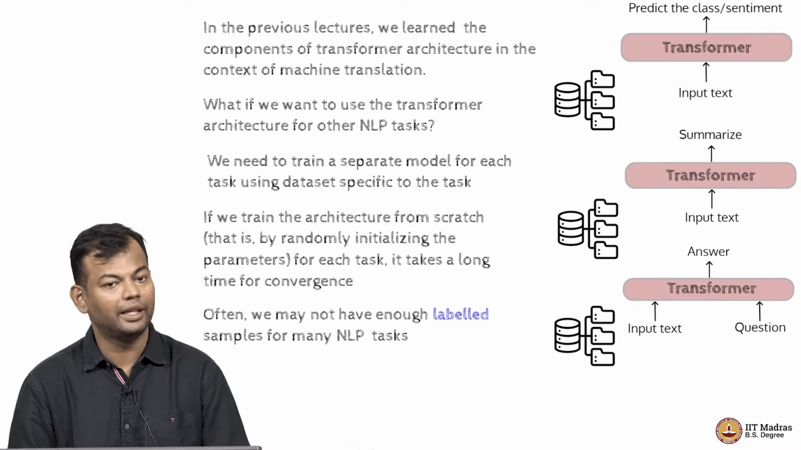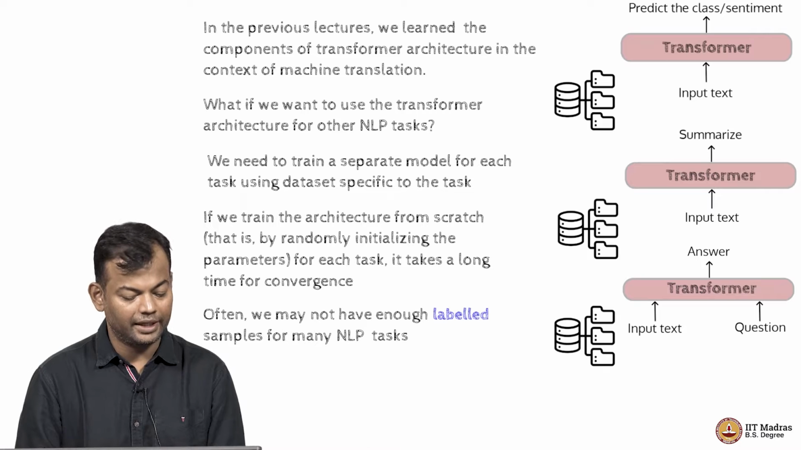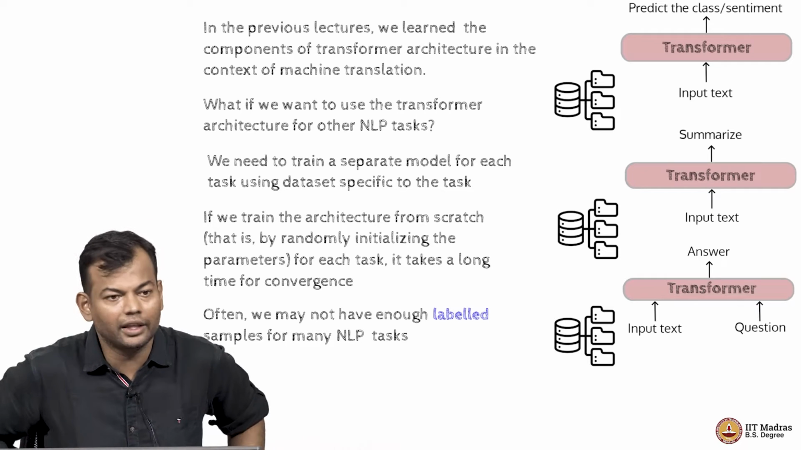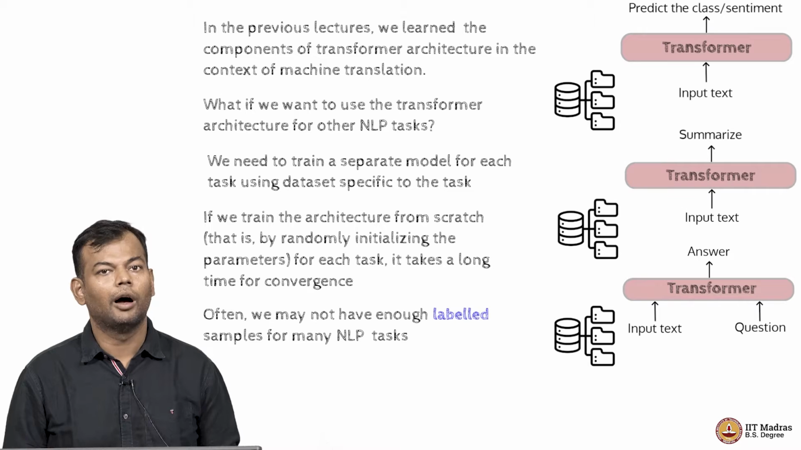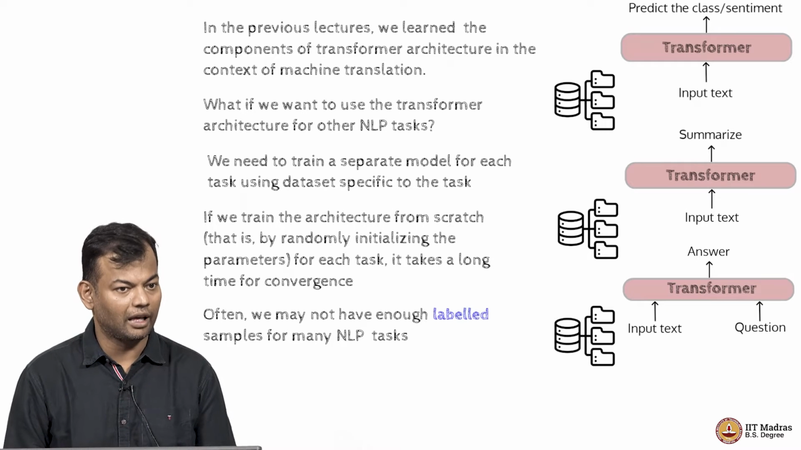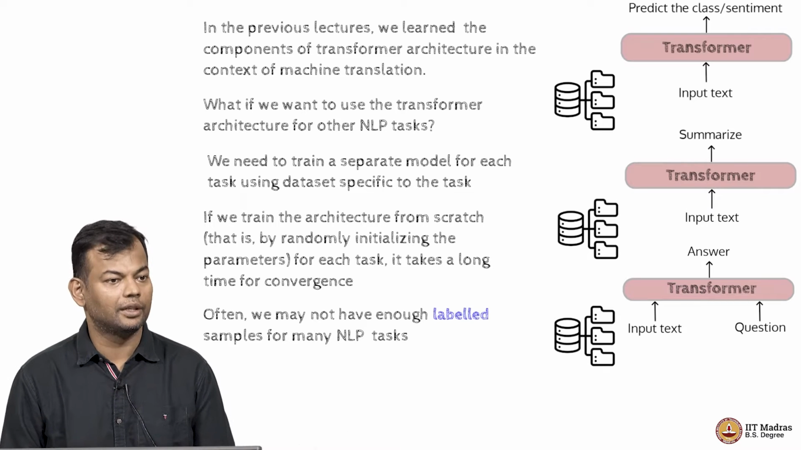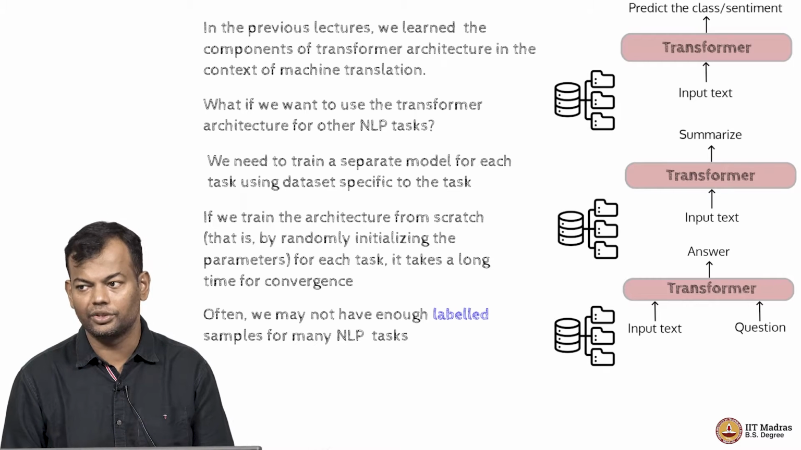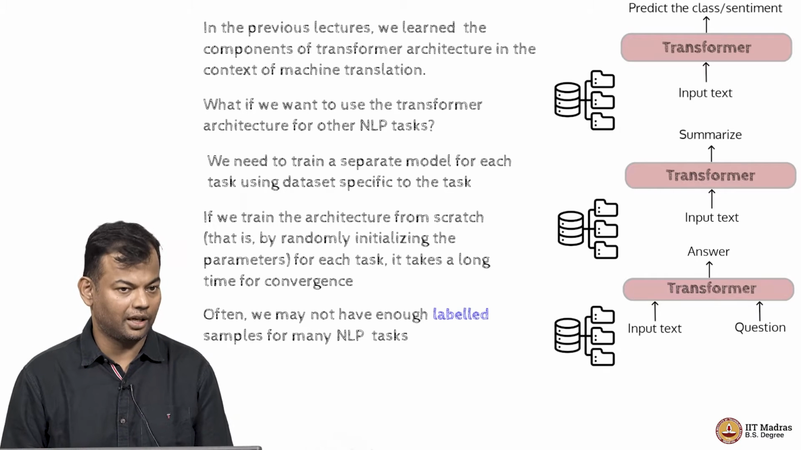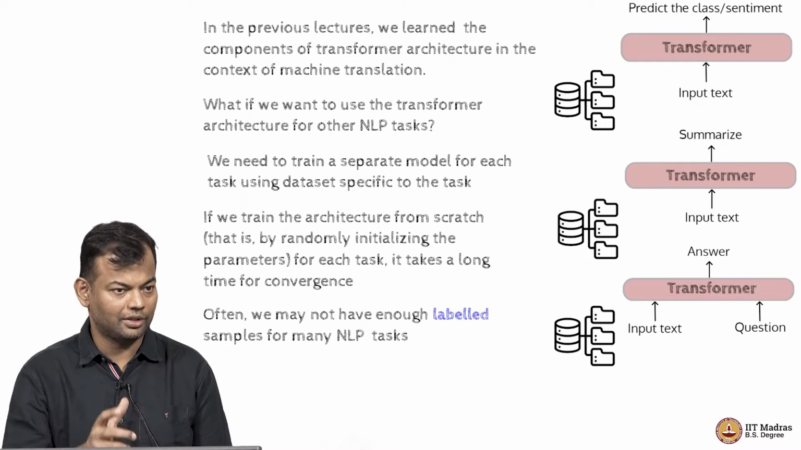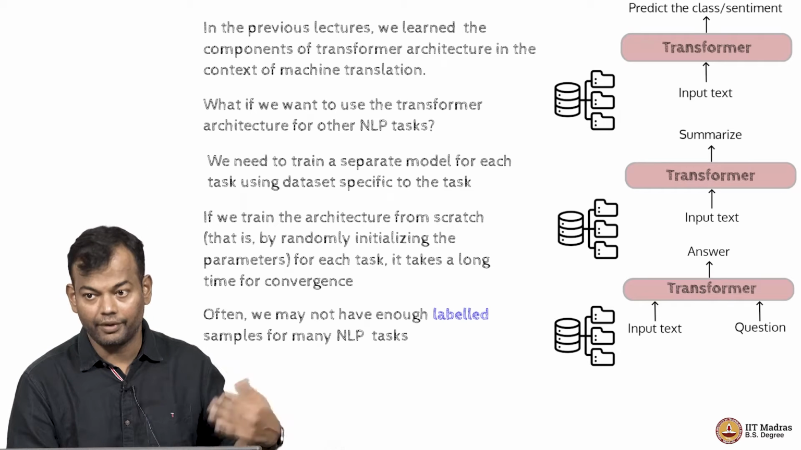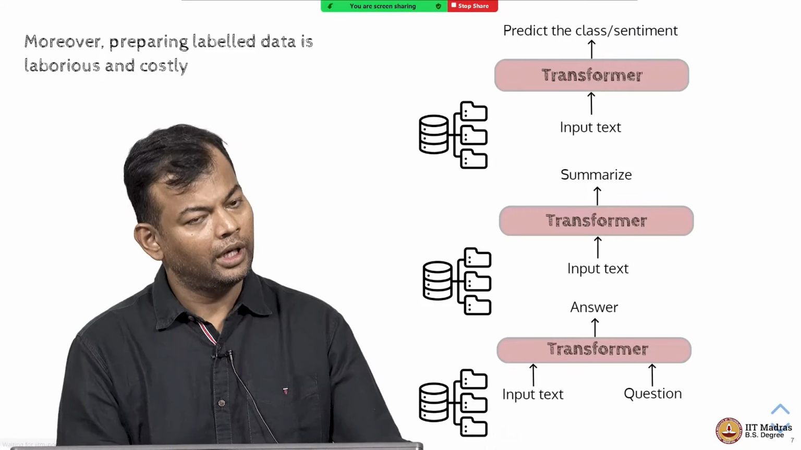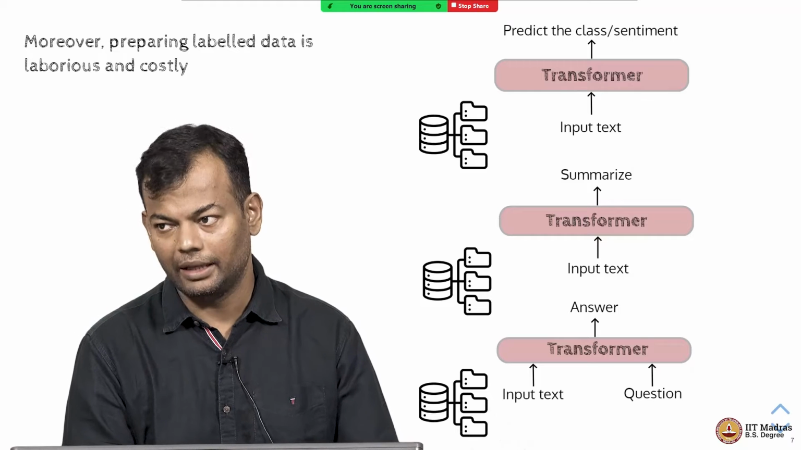And often for many tasks, you will not have labeled data at that scale, right? You would have a smaller number of samples, right? If you take the case of Hindi, for example, how many question answering data sets do you really have out there? How many sentiment analysis training data do you really have? Not much, right? So then how do you train these large architectures for doing that, right? So that's the question that we want to address in this lecture.